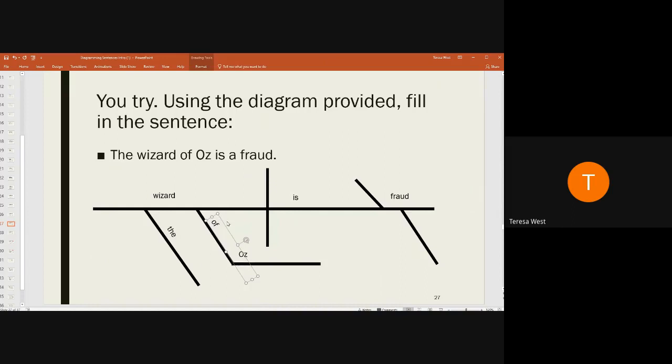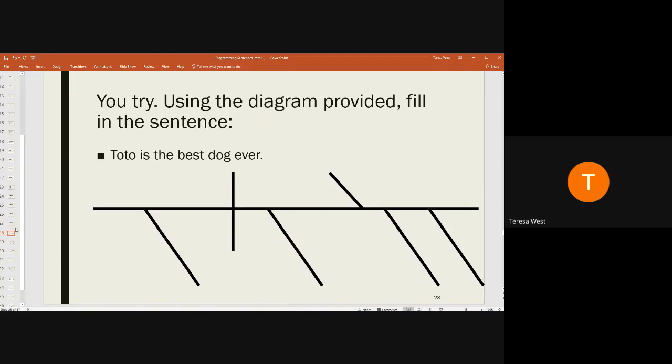A is an article that is describing the fraud. He is a fraud. So A is going to pop right over here. A Wizard of Oz is a fraud. Toto is the best dog ever. So this bar actually shouldn't be here. Will probably help us. So Toto is the best dog ever.